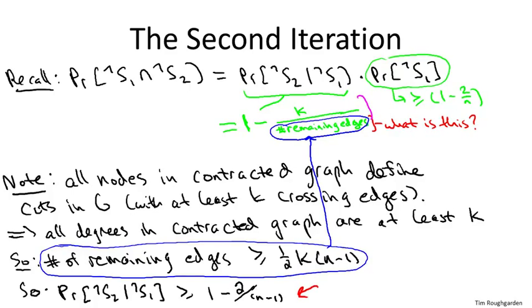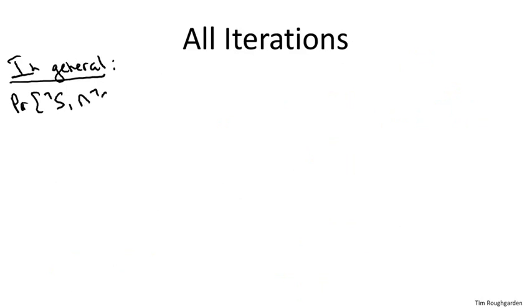So that's pretty cool. We took the first iteration, we analyzed it, we showed the probability that we screw up is pretty low. We succeed with probability at least 1 minus 2 over n. In the second iteration, our success probability has dropped a little bit, but it's still looking pretty good for reasonable values of n. 1 minus 2 over n minus 1. Now, as I hope you've picked up, we can generalize this pattern to any number of iterations. So the degree of every node in the contracted graph remains at least k. The only thing which is changing is the number of vertices is dropping by 1.